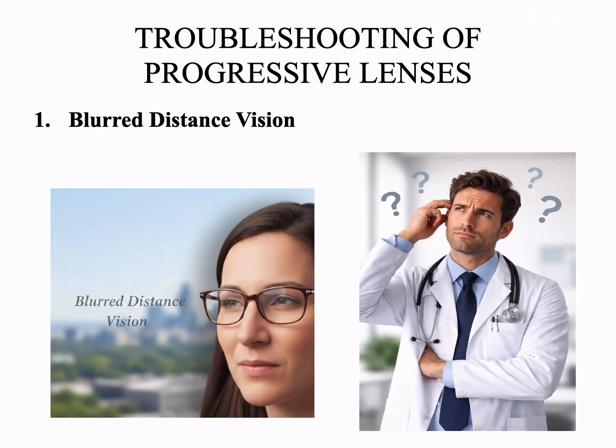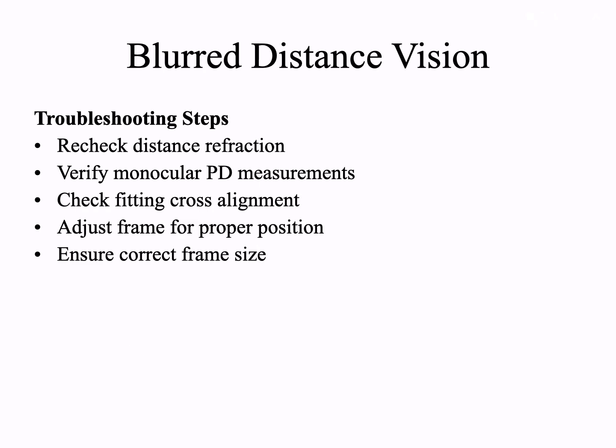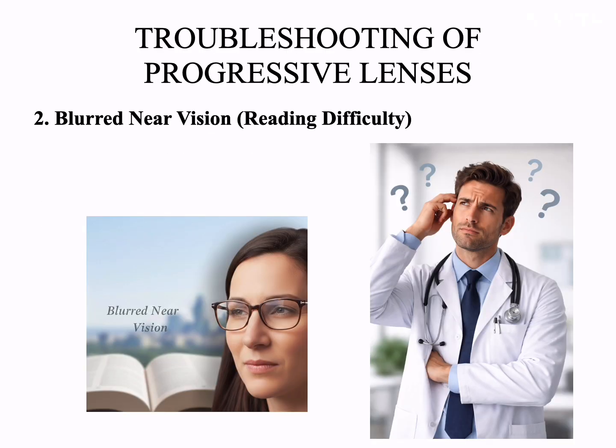Number 1, blurred distance vision. What could be the possible causes for blurred distance vision? Incorrect distance prescription, wrong pupil distance, incorrect fitting height, frame slipping down the nose, and excessive pantoscopic tilt. The patient can complain of difficulty seeing road signs, blurred vision while driving, and eye strain during distance viewing. Troubleshooting steps: recheck the distance refraction, verify monocular PD, check fitting cross alignment, adjust the frame for proper position, and ensure correct frame size.